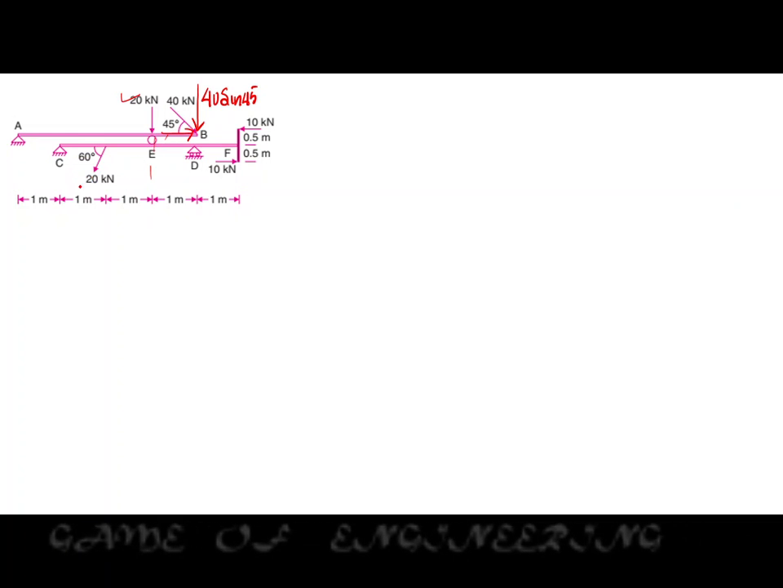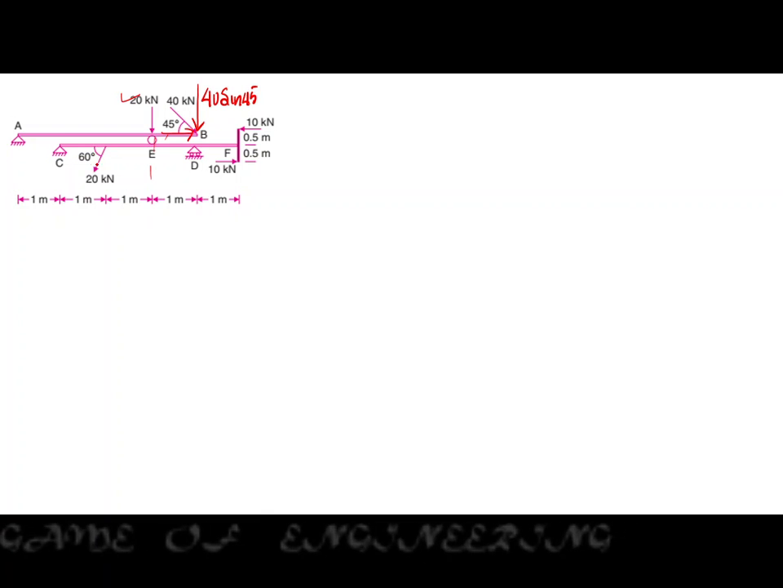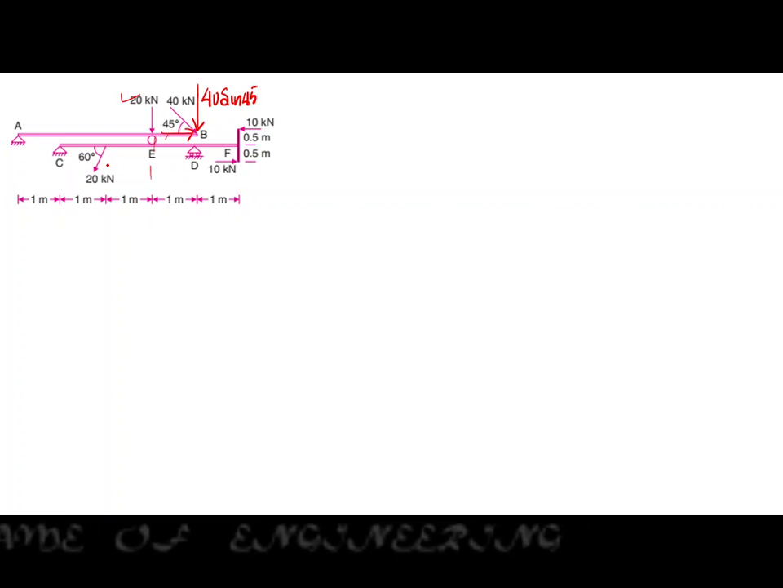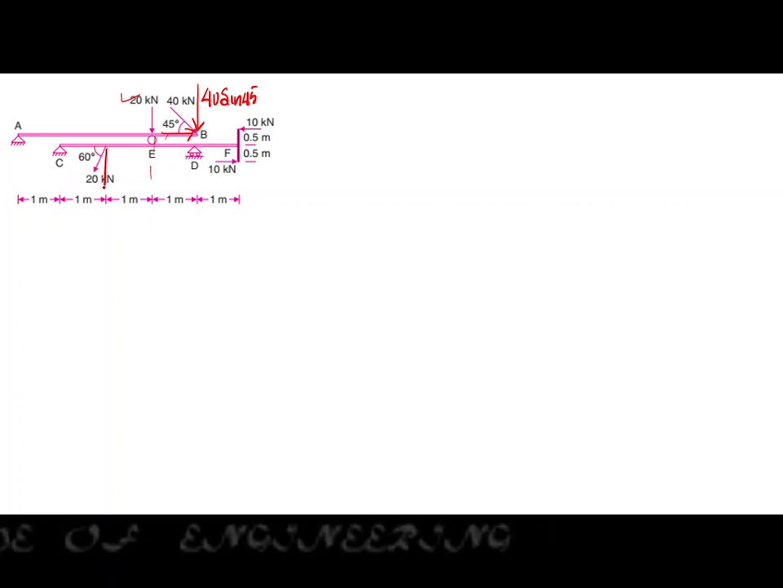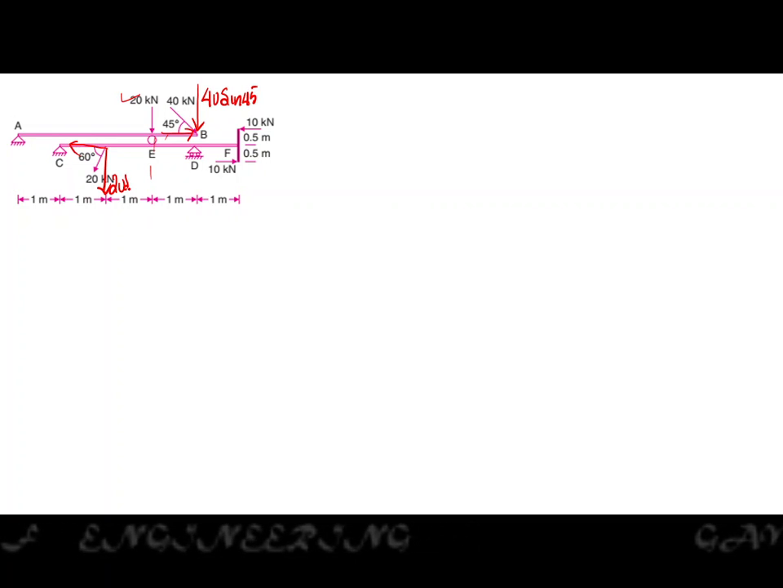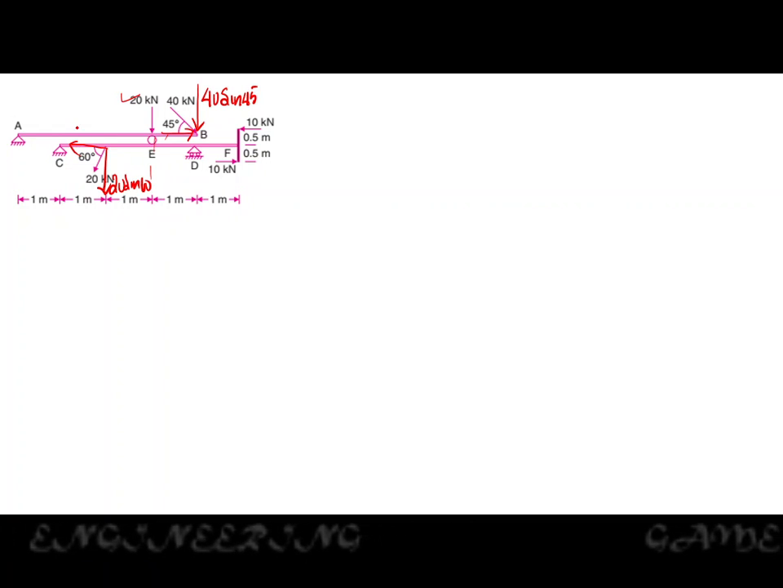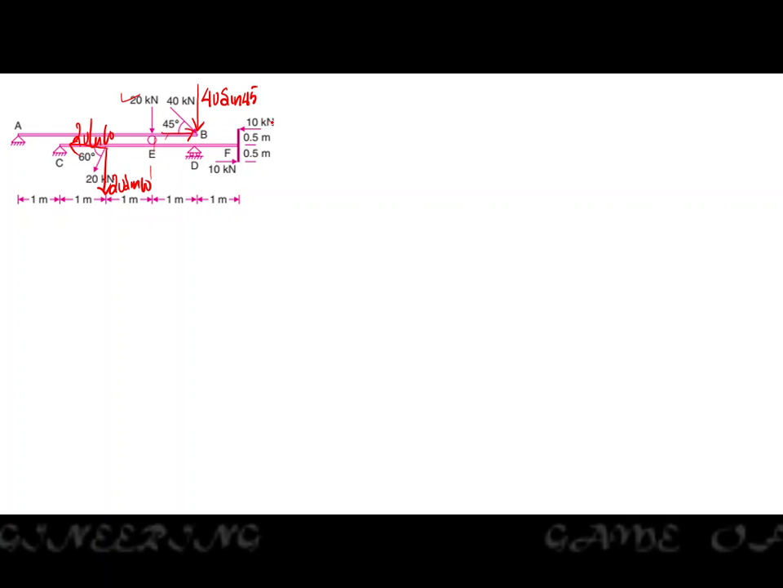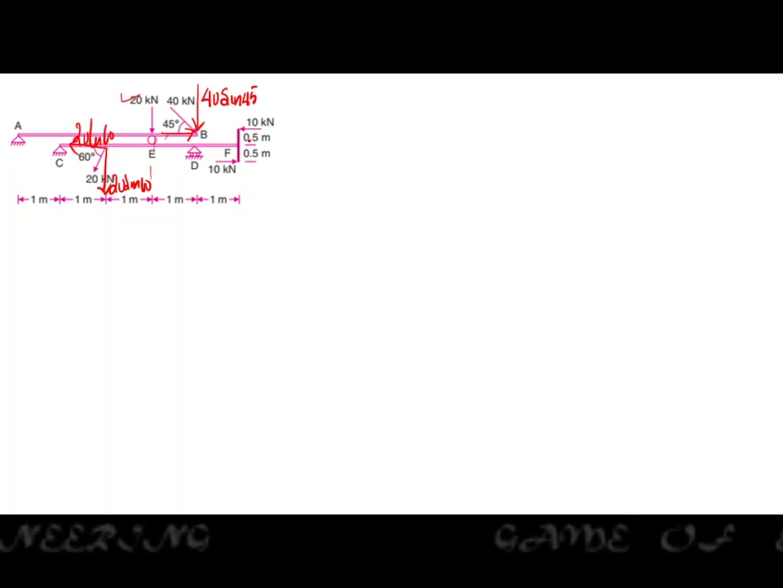And we have one more inclined force on the beam CD. It is 20 kilonewton, which is in an inclined position. So we will again be resolving it into two components, 20 sin 60 and 20 cos 60. And this is a moment, two equal and opposite forces separated by a distance. It's a couple.